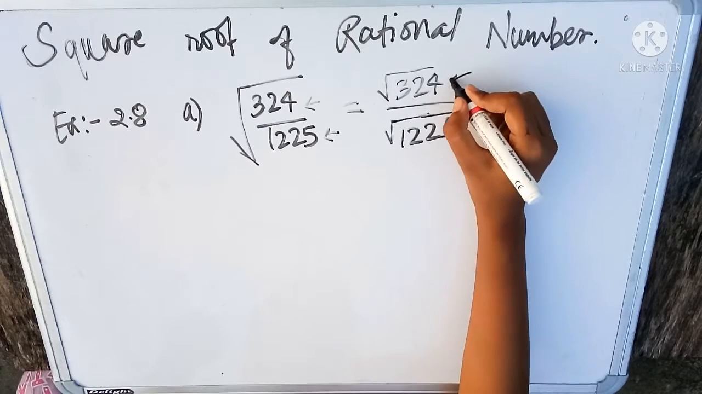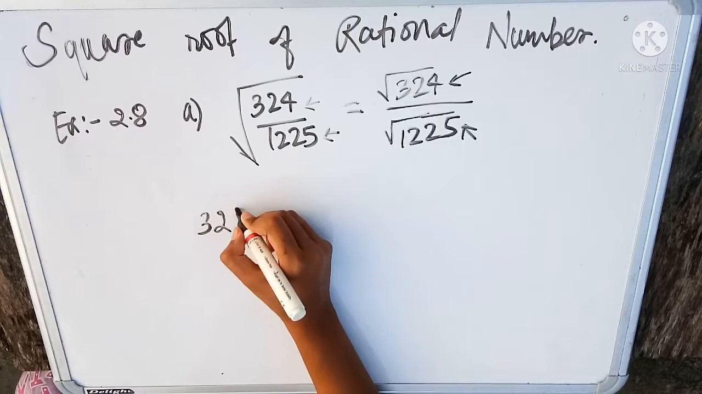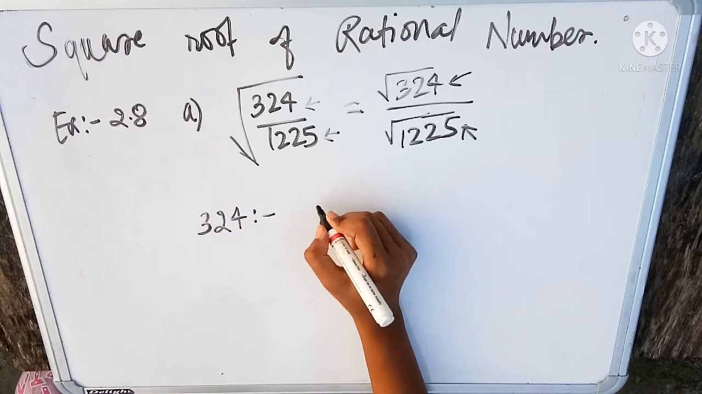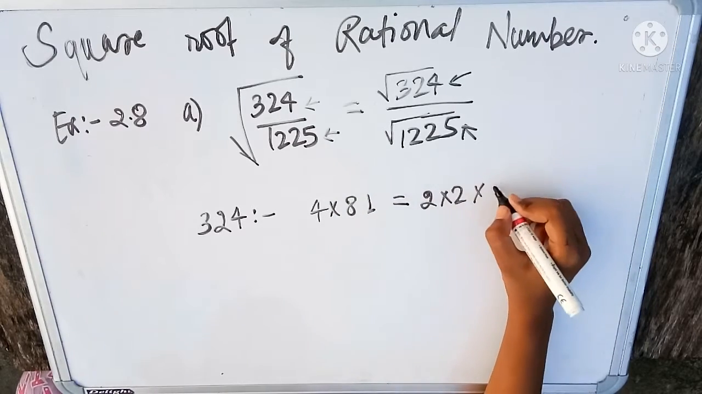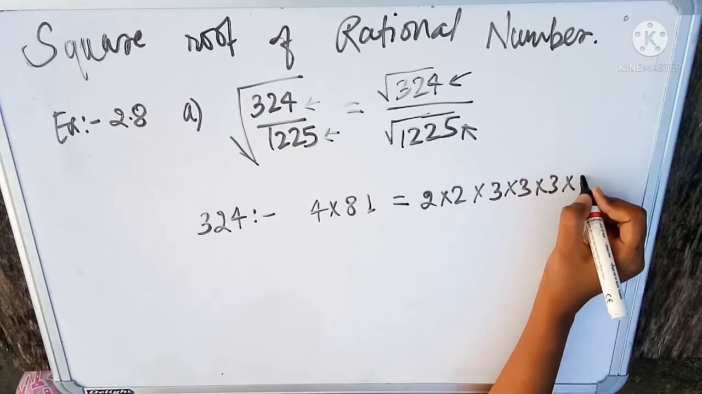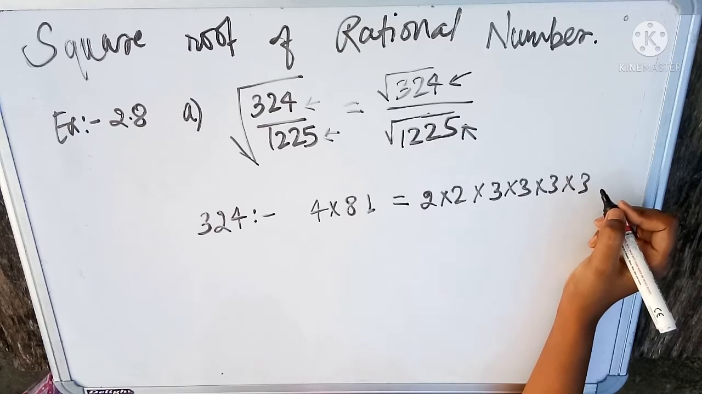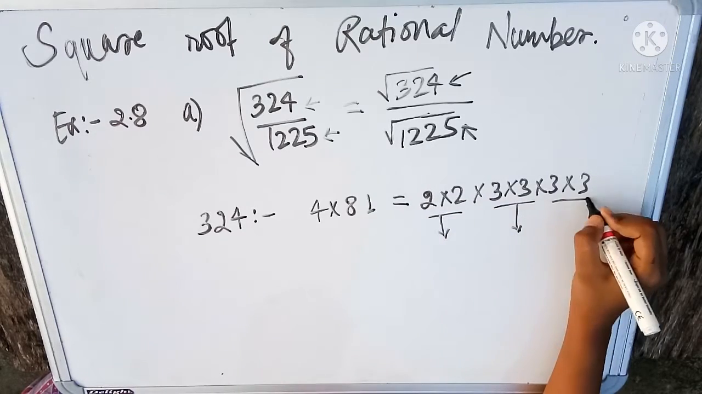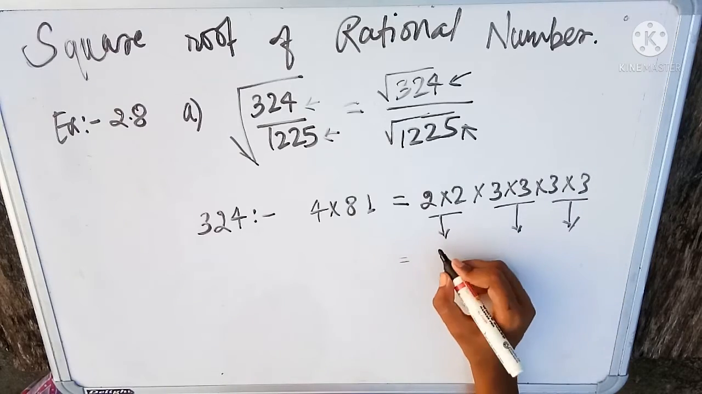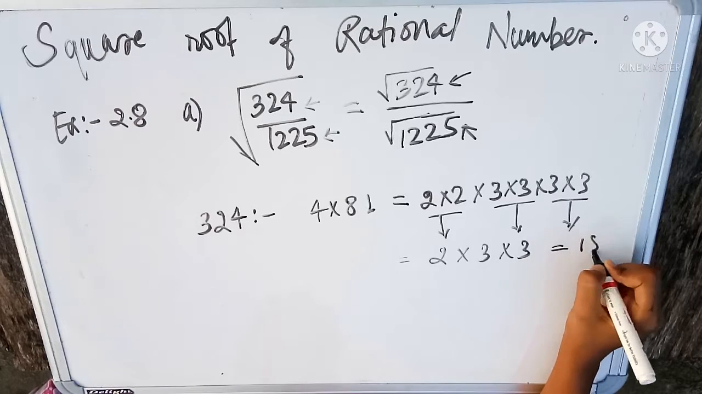Now we can separately find the square root of each number and put it in this place. Take the prime factorization of 324: you get 4 multiplied by 81, which is 2 multiplied by 2, and 4 times 3. Remember the method we discussed in the previous video of finding the square root by prime factorization, which says that we take one number from every pair. We have 3 pairs here, so we take out 2 multiplied by 3 multiplied by 3, which will be 18.